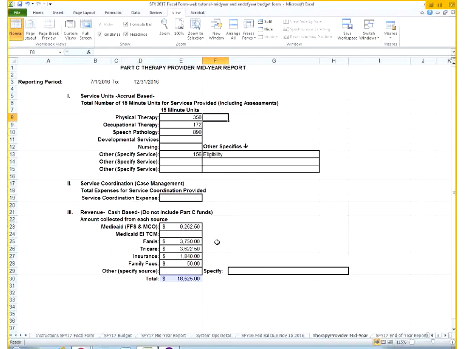Then you compile all of those into one report to be submitted. You total the 15-minute units of service units in Section 1. You total the service coordination costs in Section 2. And you total the revenue for contract provider agencies that keep that revenue in Section 3.